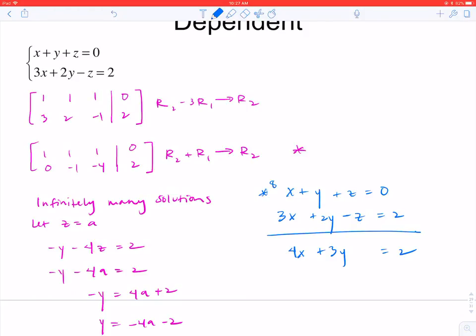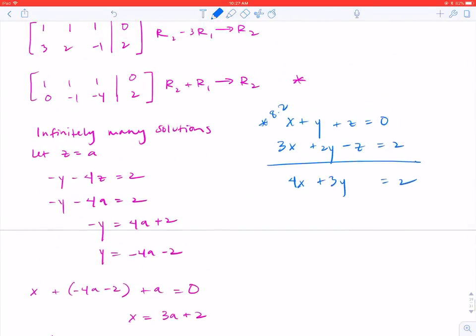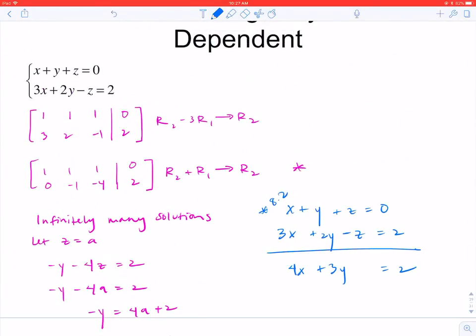So this is thinking back to section 8.2. Okay, so that is it for section 8.3.